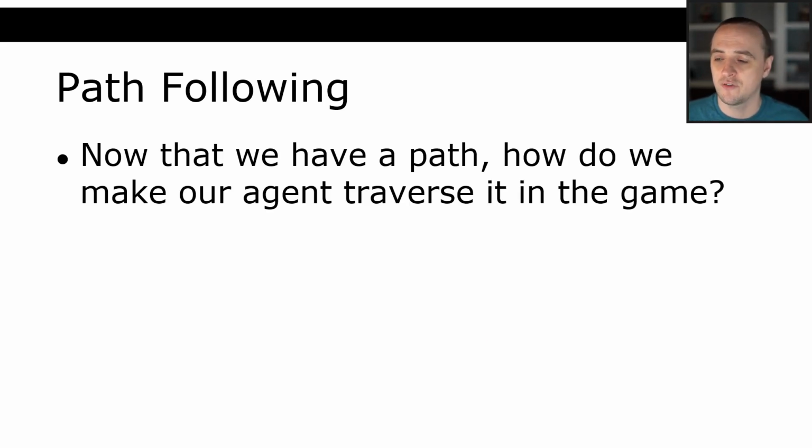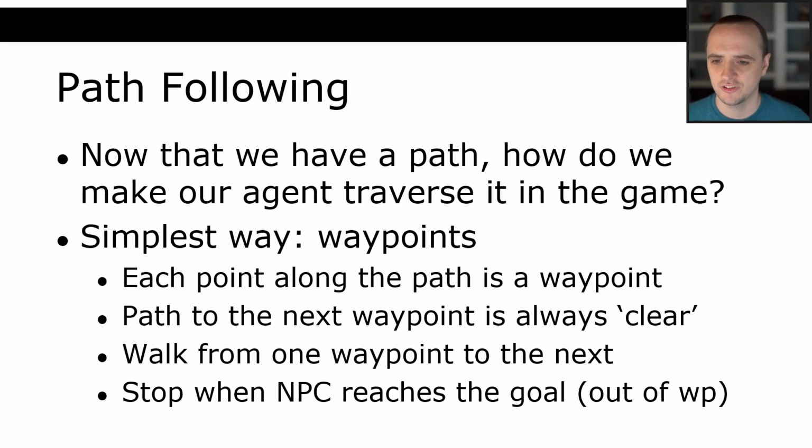So now that we have a path, right, we've chosen a space, we've chosen actions, we've chosen an algorithm, how do we actually make our agent traverse through it in the game? The simplest way that I've found for this is to use a waypoint system. So essentially, each point along the path, consider that to be a waypoint. And you're going to choose waypoints so that the path between each waypoint is always clear, meaning that waypoint 1 will always have a clear line of sight to waypoint 2.